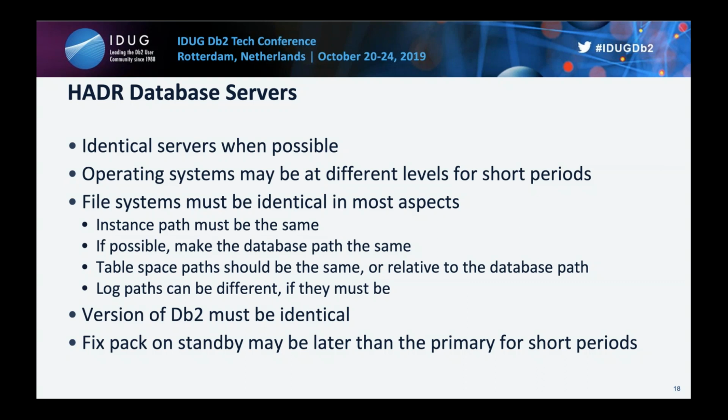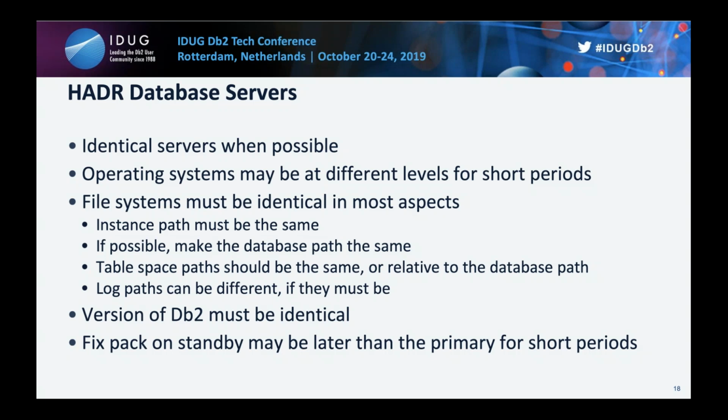For HADR, we want identical servers whenever possible. The operating systems can be at slightly different levels, but not different versions, for short periods of time. And that short periods of time, that's IBM's wording. So there's no, you know, it must be upgraded within a week, within a day, whatever that number is. Just be careful not to go too far on that sort of thing. I've never been comfortable with going more than a week with different levels.